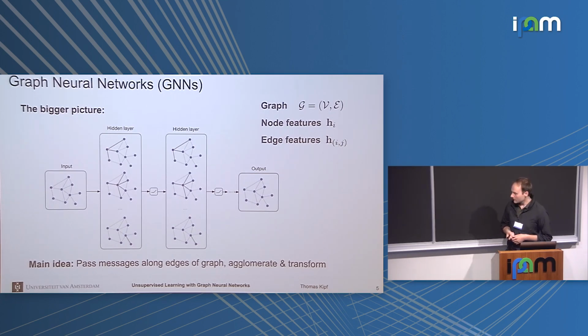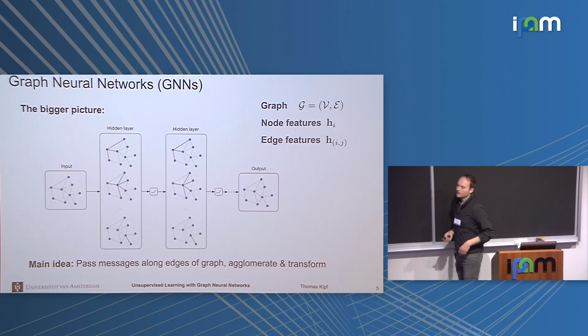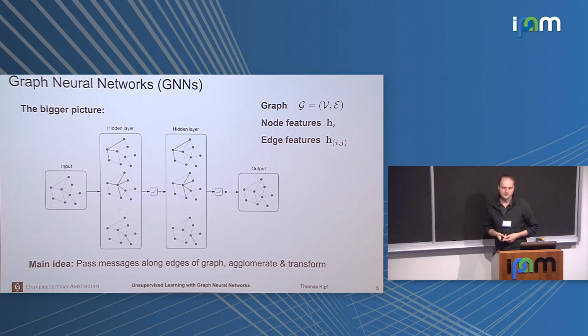As you've already seen in the last talk, you can put these models together in a multi-layer neural net. You have many layers, and you stack them, and in each layer you have these message passing operations.